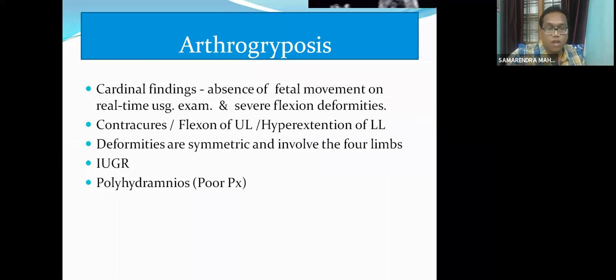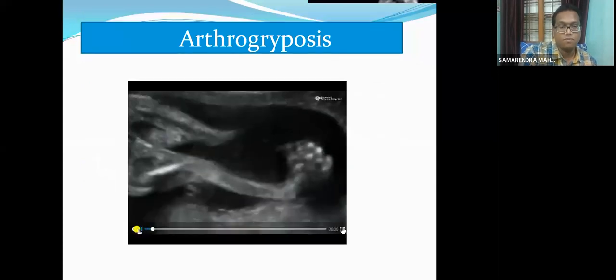Now coming to arthrogryposis, where in the real-time exam there is absence of movement with severe flexion deformity around, leading to contracture, flexion of the limbs and hyperextension of the limbs, and the deformities are typically symmetrical involving the four limbs, and growth retardation will be there. In many cases, you will get oligohydramnios, but when you get arthrogryposis with polyhydramnios, the prognosis is really poor.